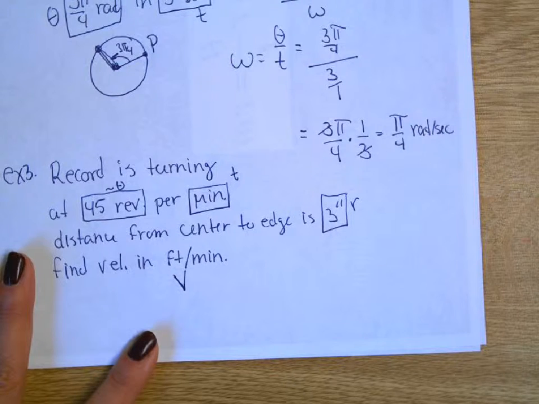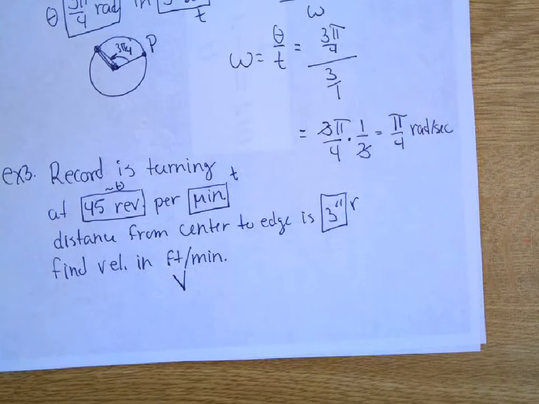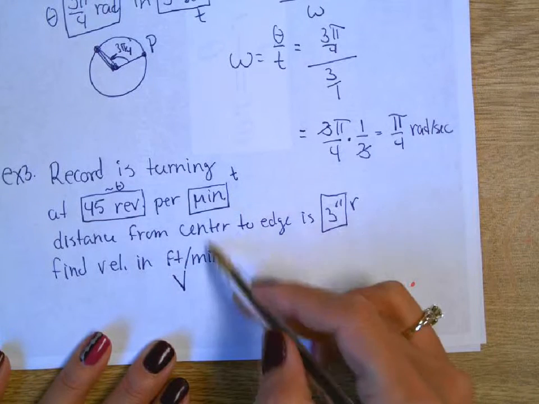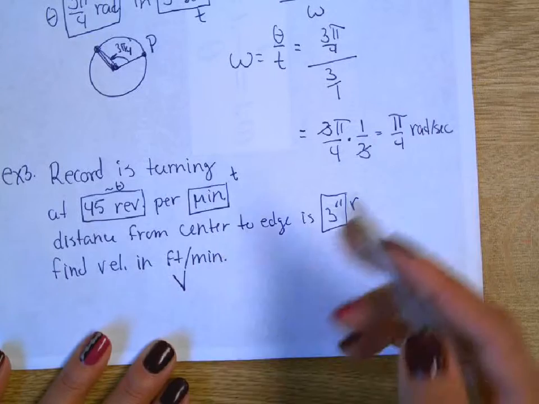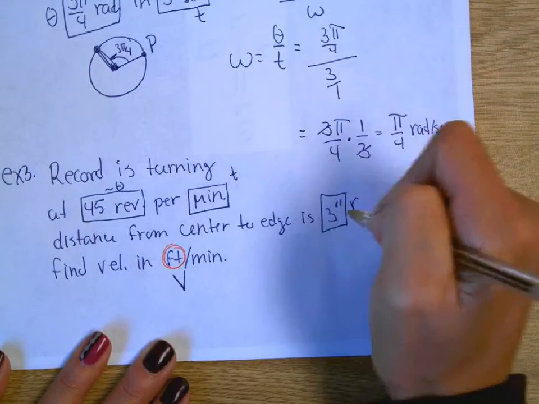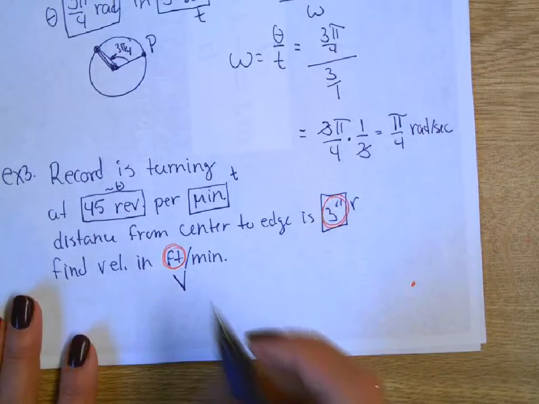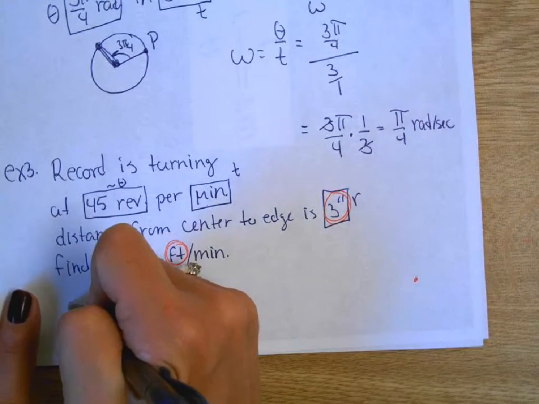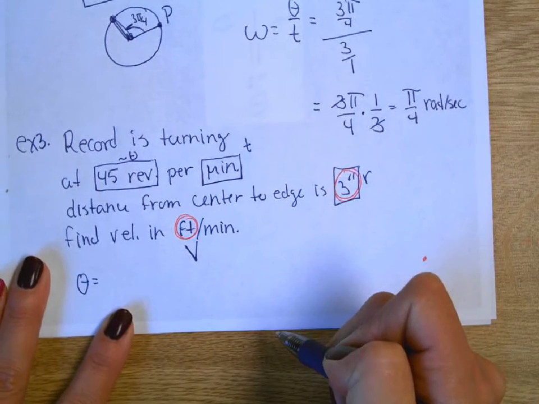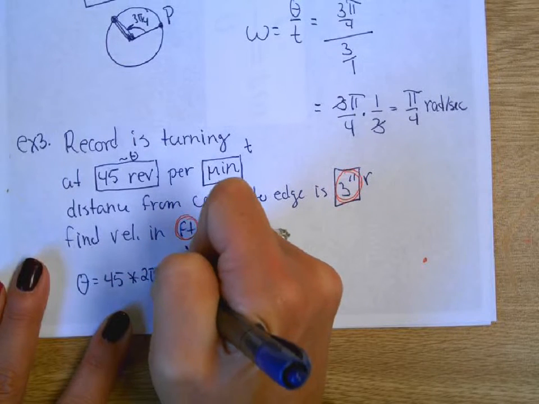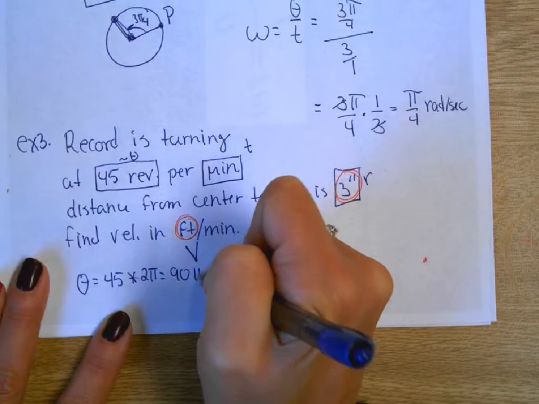Now we'll check out, are there any red flags? We need the answer. Any red flags? Units? Yes. We've got minute and minute, that's good. Where's my red flag at? Inches and feet. Inches and feet. Okay, so let's find theta. How do I get it? Times it by 2 pi. So I'm at 90 pi radians.